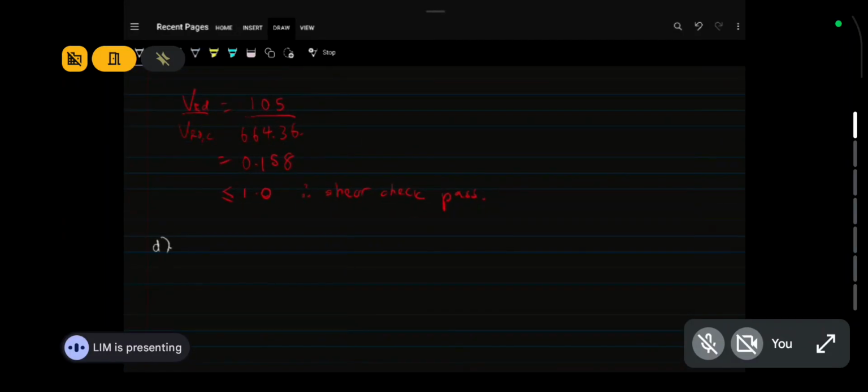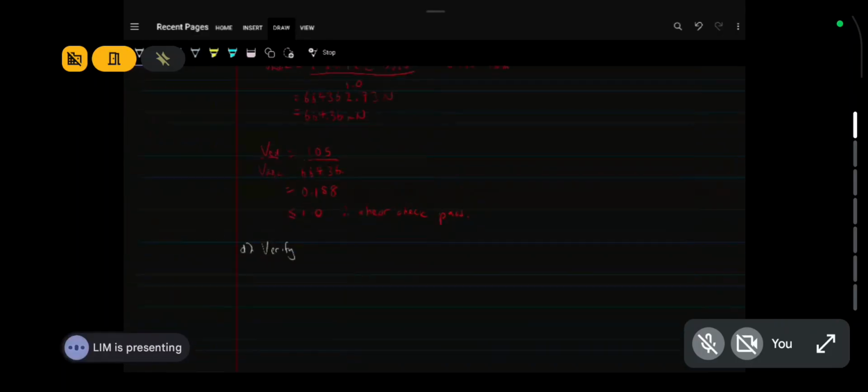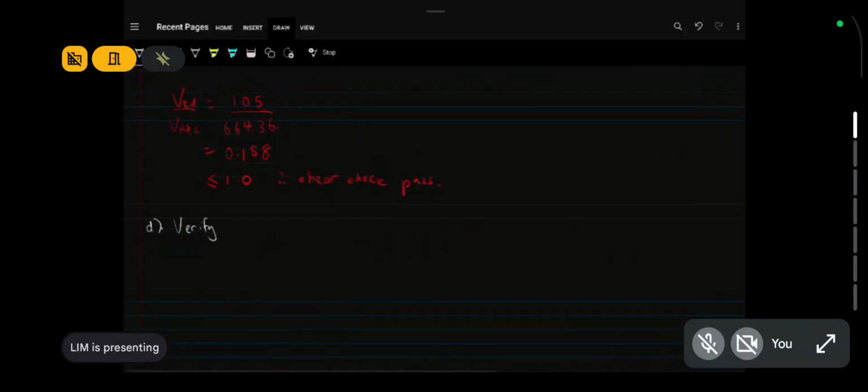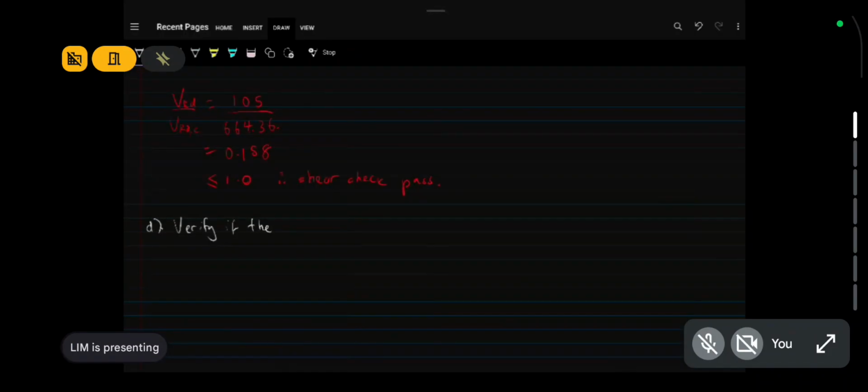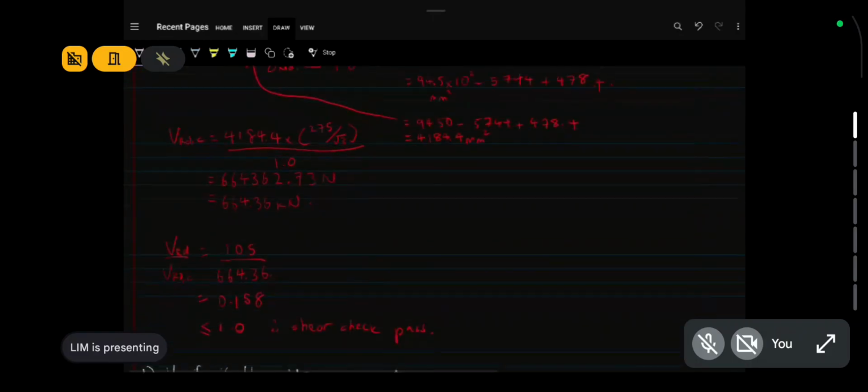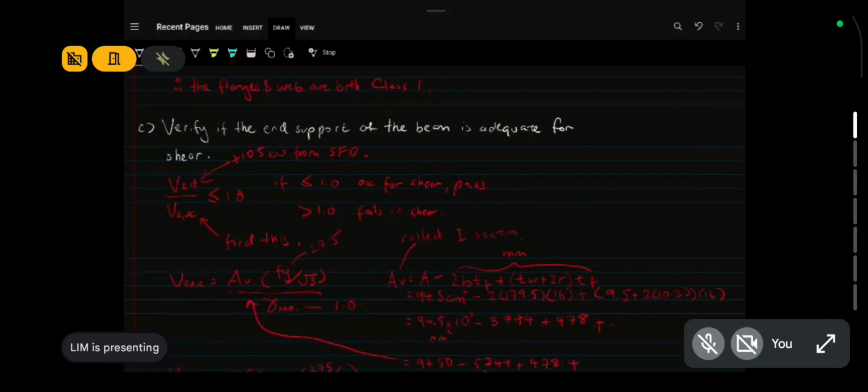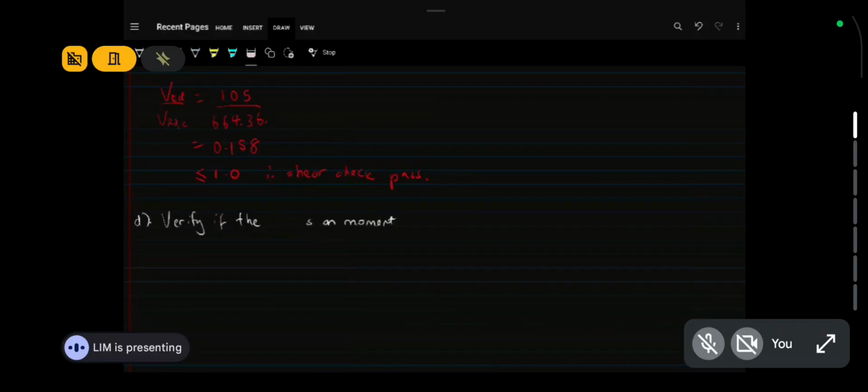Verify if the midspan of the beam is adequate to resist the moment. Okay, so basically now we're doing moment checks.